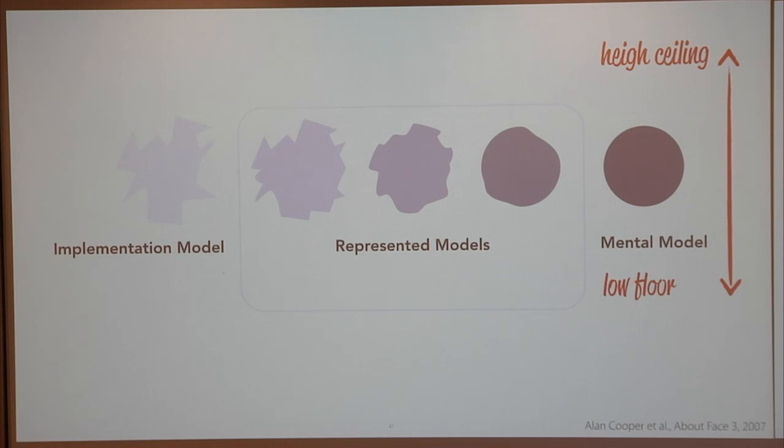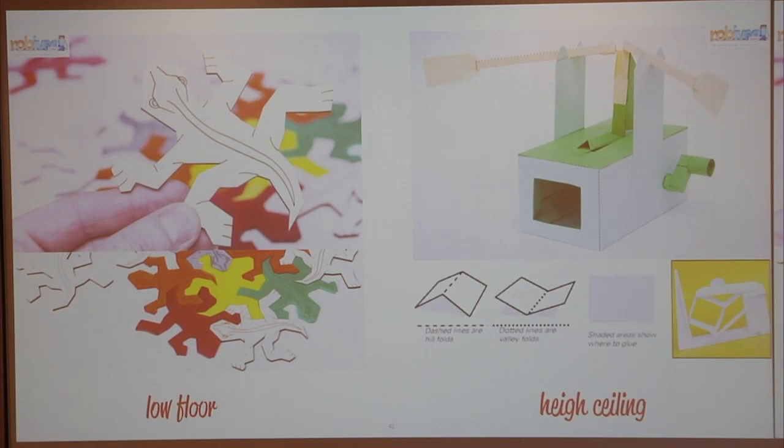So if we combine this with Resnick's demands, we can have a low floor and a high ceiling in two directions. First, we can provide different functionality that reflects the user's mental model. What this means is that we can have a low floor by just cutting out simple shapes, and they are engraved in a very simple way. And on the other side, we see a very complex object that has two different folding directions, so hill folds and valley folds.